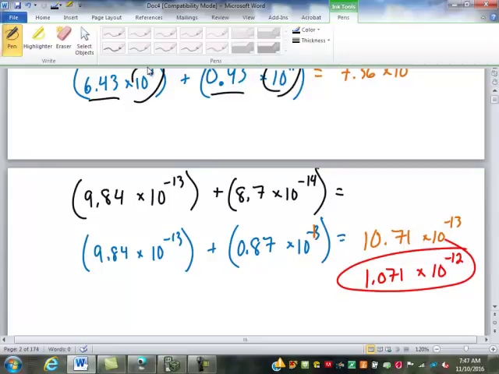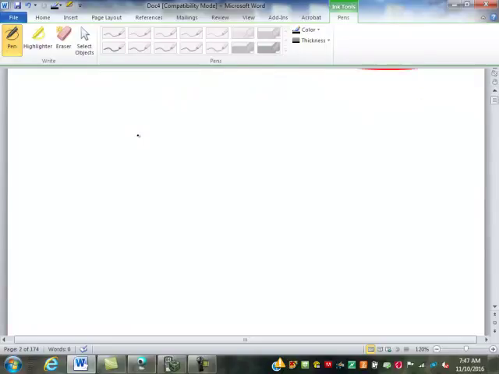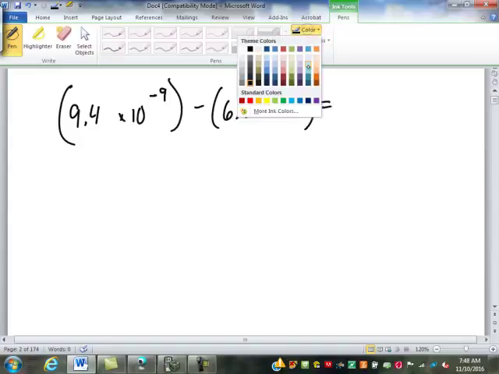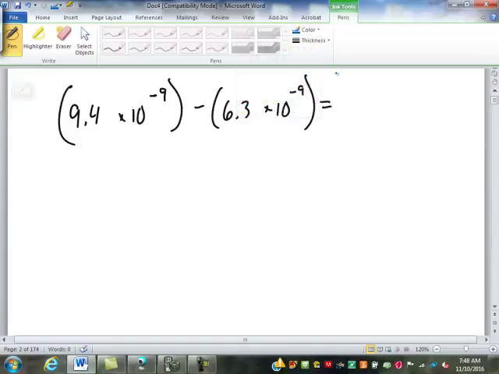Okay. Subtracting. Pretty much the same stuff. You must have the same name, same power of 10. These are both 10 to the negative 9. You're going to subtract. 9.4 minus 6.3 is 3.1. Subtract the counts. Keep the same name, 10 to the negative 9.